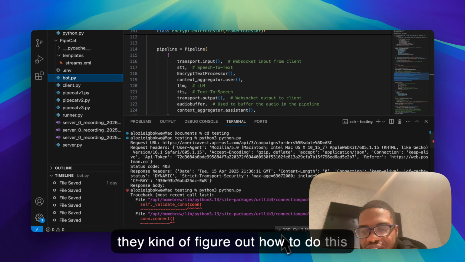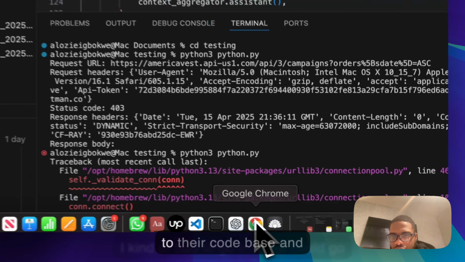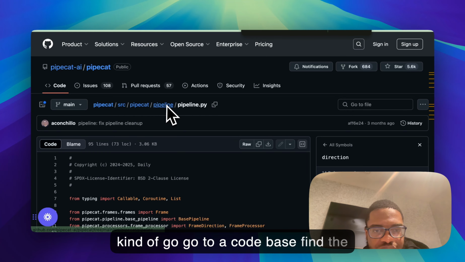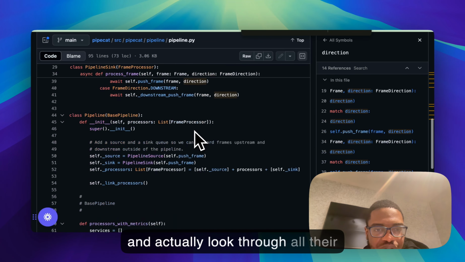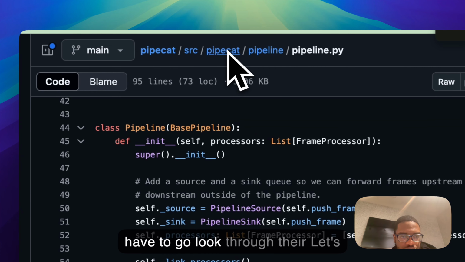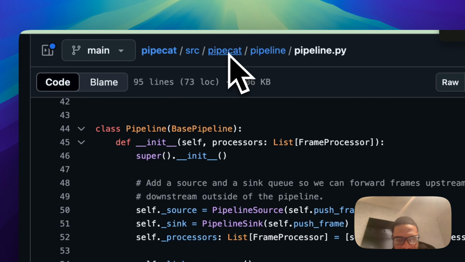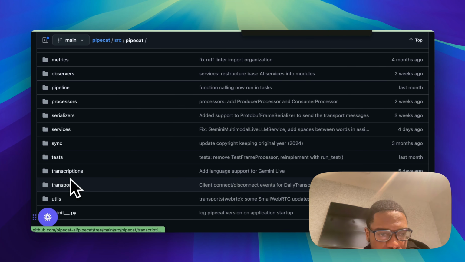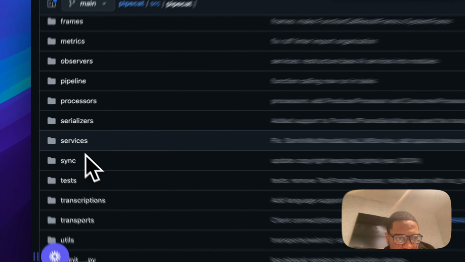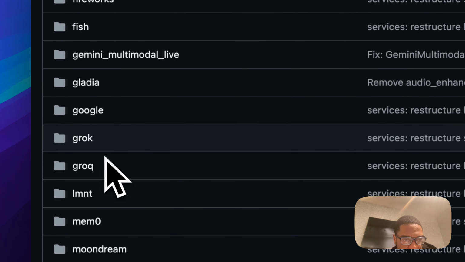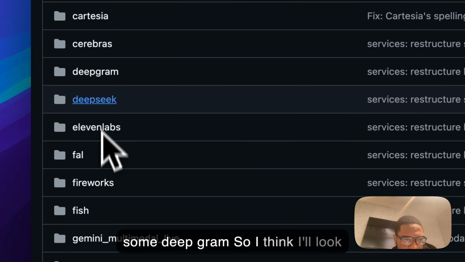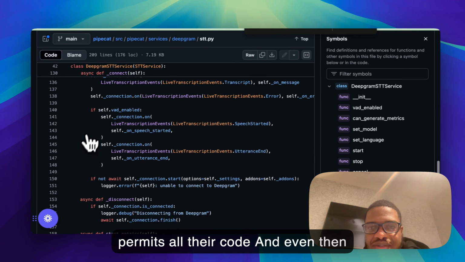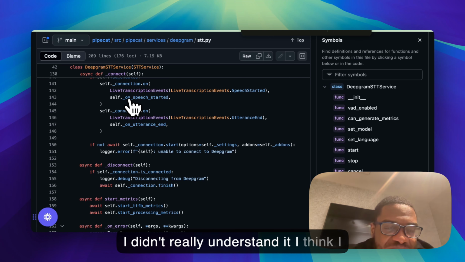So to figure out how to do this, I had to go into their code base, find their code for the pipeline, and actually look through all their code, and not just the pipeline. I had to go look through their services, like Deepgram. I had to look through pretty much all their code. Even then, I didn't really understand it.